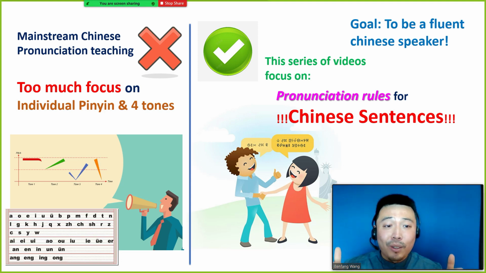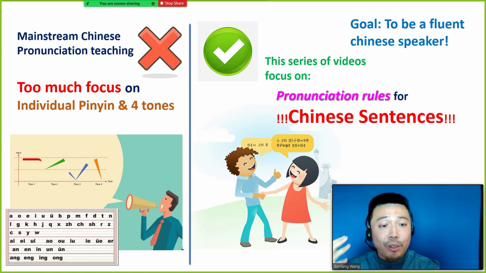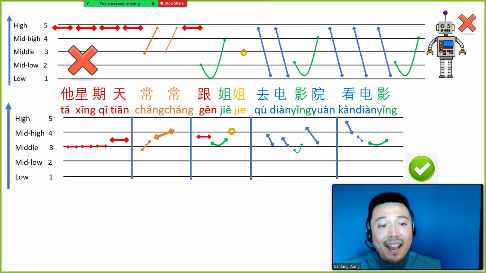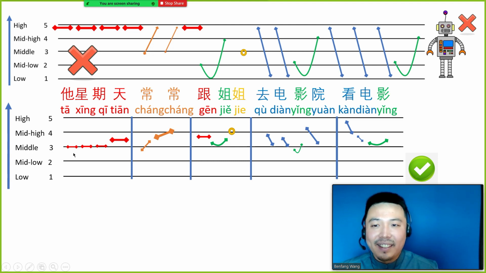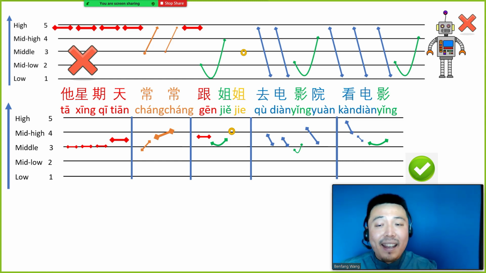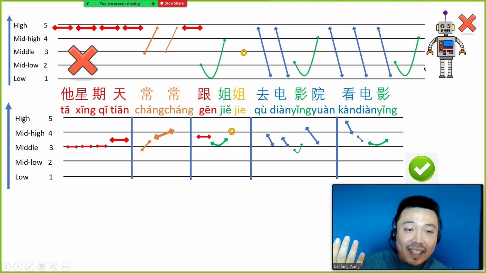So in today's episode, I will introduce you all the fundamental pronunciation rules for Chinese sentences. So let's see the same sentence one more time. I will read as a native Chinese speaker. 他星期天常常跟姐姐去电影院看电影. One more time. 他星期天常常跟姐姐去电影院看电影. Let's compare this one with what Mr. Robot said.